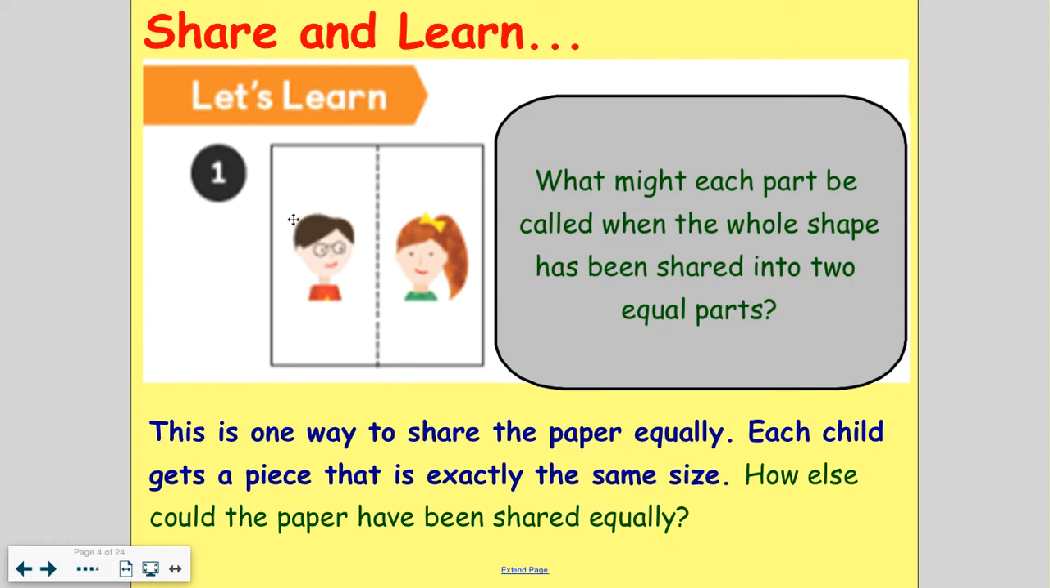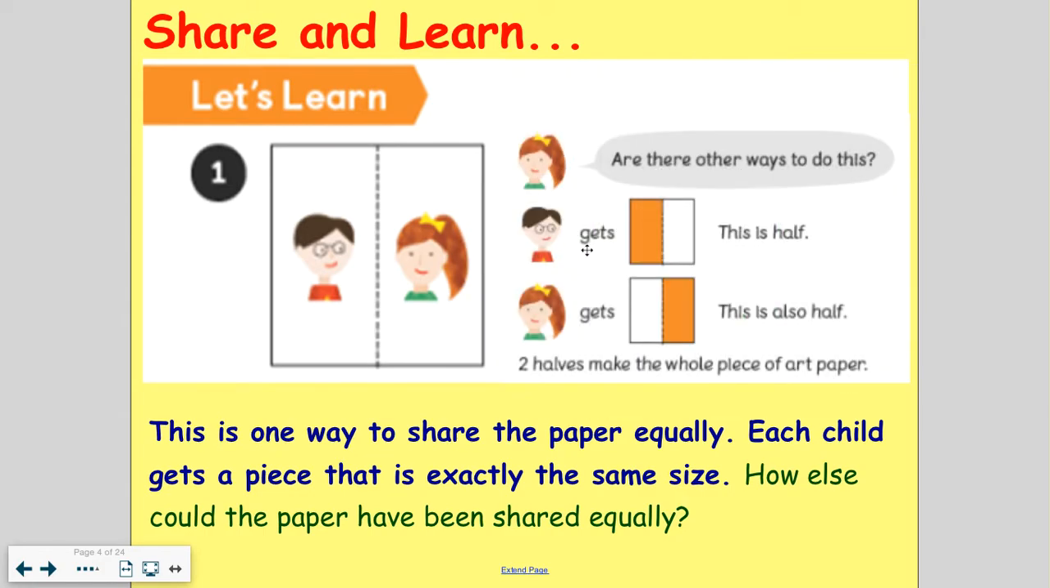But we're going to think about now, what might we call each part when the whole shape has been shared into two equal parts? The whole is the square piece of paper. We've cut it into two parts. I wonder what each part is called. Well, let's find out. So, we can see that Charles gets this much. It says here, this is half. Well done if you thought when we share something in two, we are showing half.